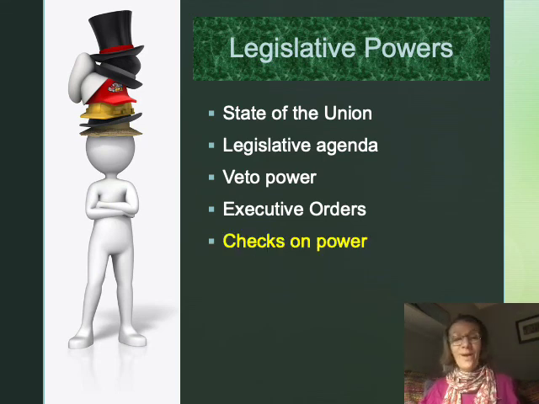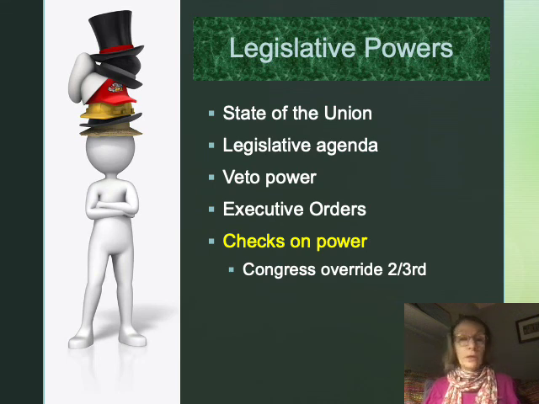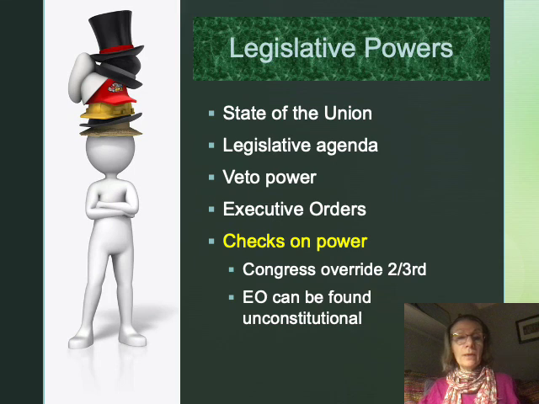There are checks, as there are on all these powers, on legislative powers. For one, if the president vetoes a proposed bill, then the Congress can override that veto with a 2/3 vote that has to take place in both the House and the Senate. And also, executive orders can be found to be unconstitutional. Just because a president signs an executive order doesn't mean that there's no check on that. Sometimes executive orders are deemed unconstitutional. Usually, an executive order has to be related to an actual federal law that Congress passed and delegated power to the president to implement. They also have to be within the constitutional powers of the presidency.